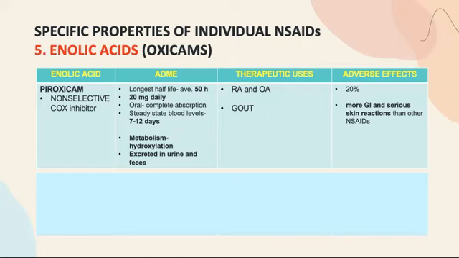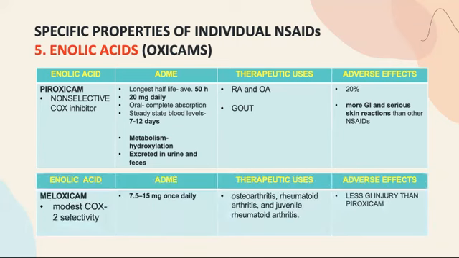Less than 5% of the drug is excreted in the urine unchanged. The major metabolic transformation in humans is hydroxylation of the pyridyl ring, and this inactive metabolite and its glucuronide conjugate account for about 60% of the drug excreted in the urine and feces. Approximately 20% of patients experience side effects with piroxicam, and about 5% of patients discontinue use because of these effects. Piroxicam may be associated with more GI and serious skin reactions than other non-selective NSAIDs.